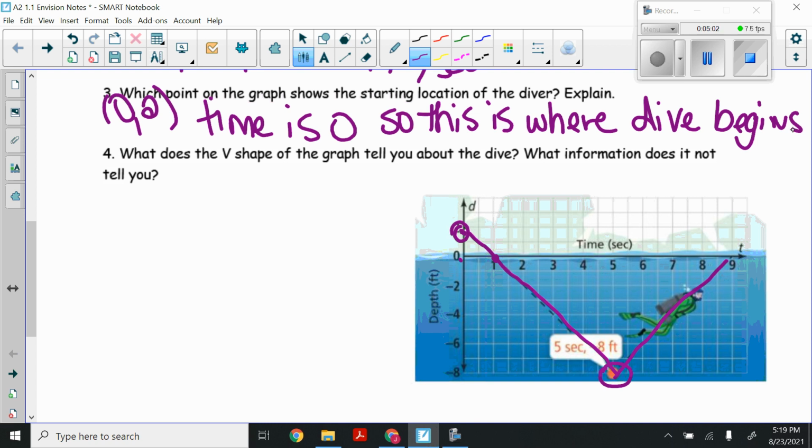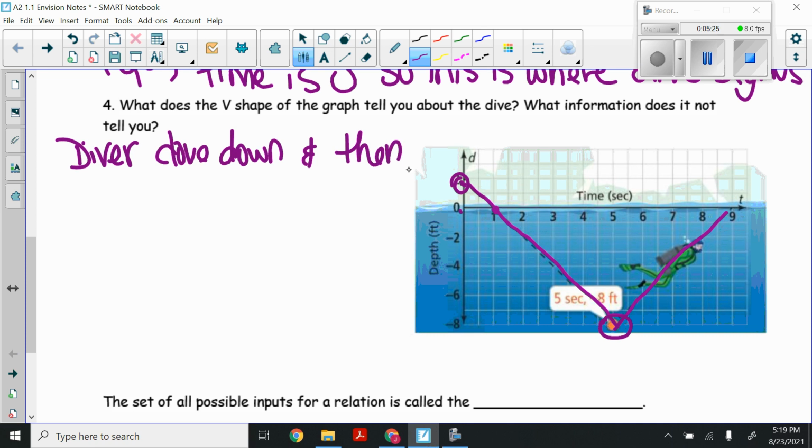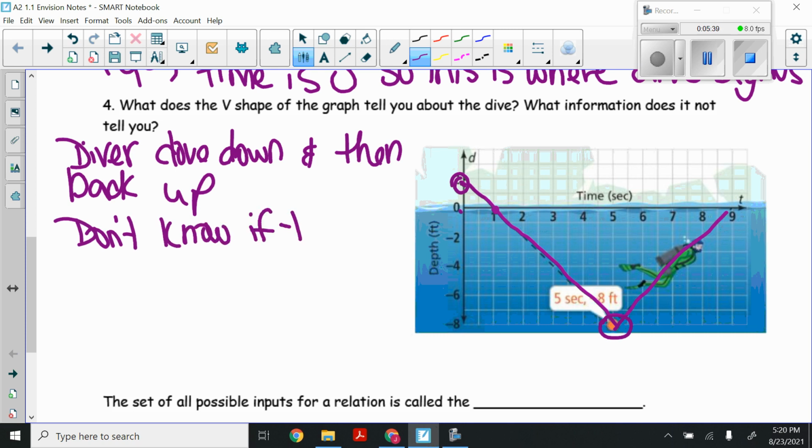Our last question with this picture: what does the V shape of the graph tell you about the dive, and then what information does it not tell you? The V shape shows that the diver started out going down and then came back up. So we know that the diver dove down and then back up. The V shape tells us that. The V shape of the graph does not tell me if the diver went horizontal.